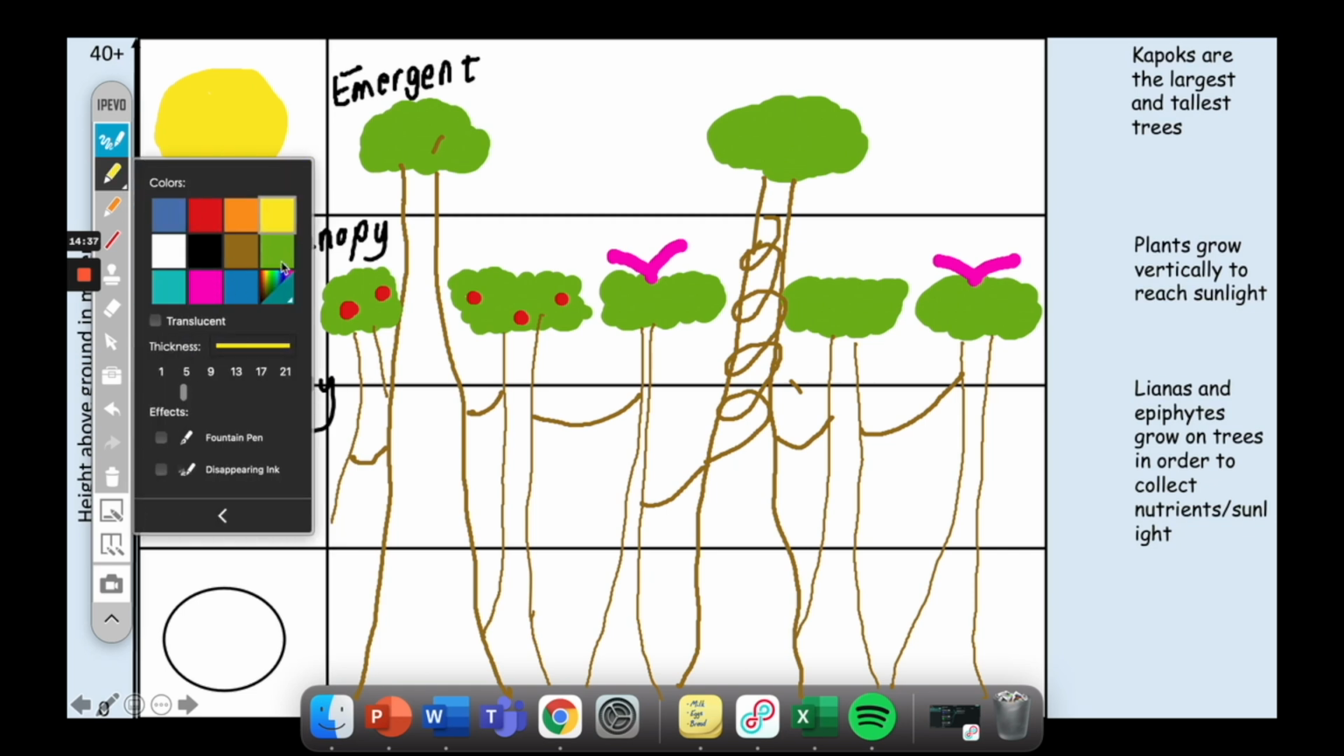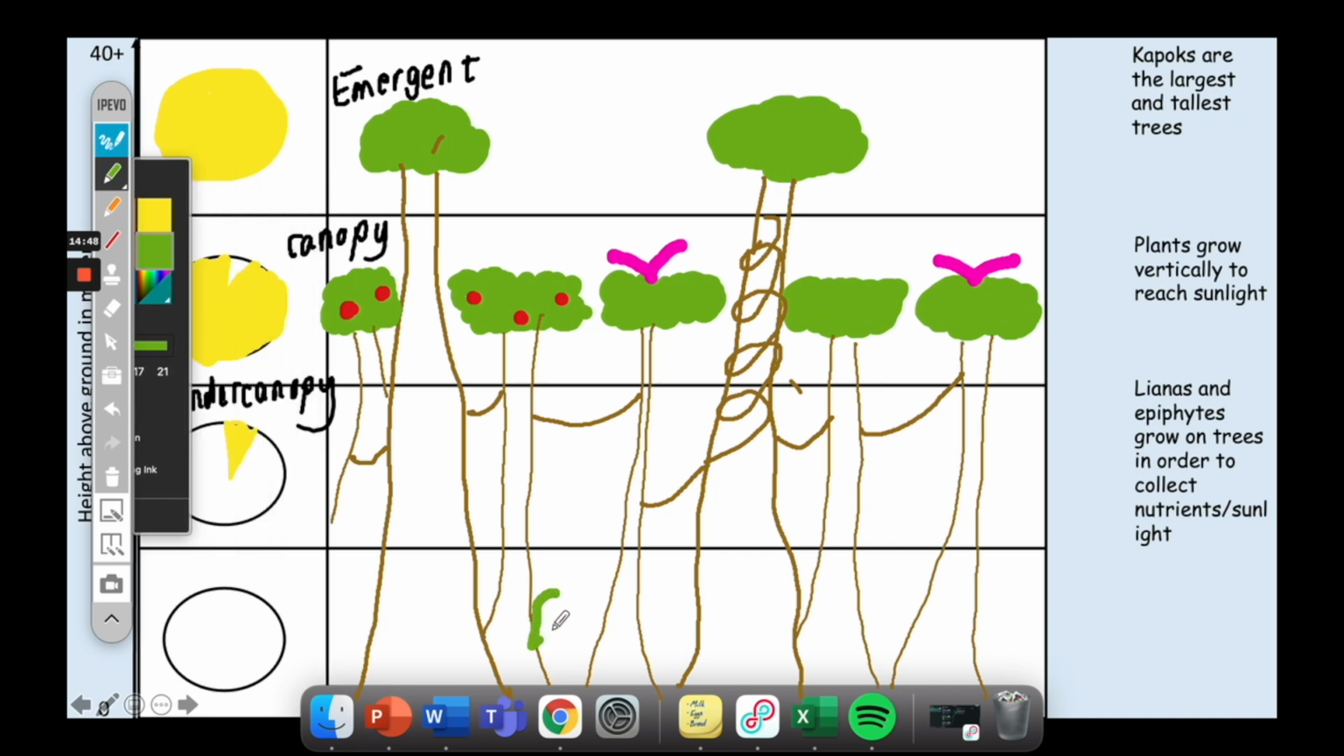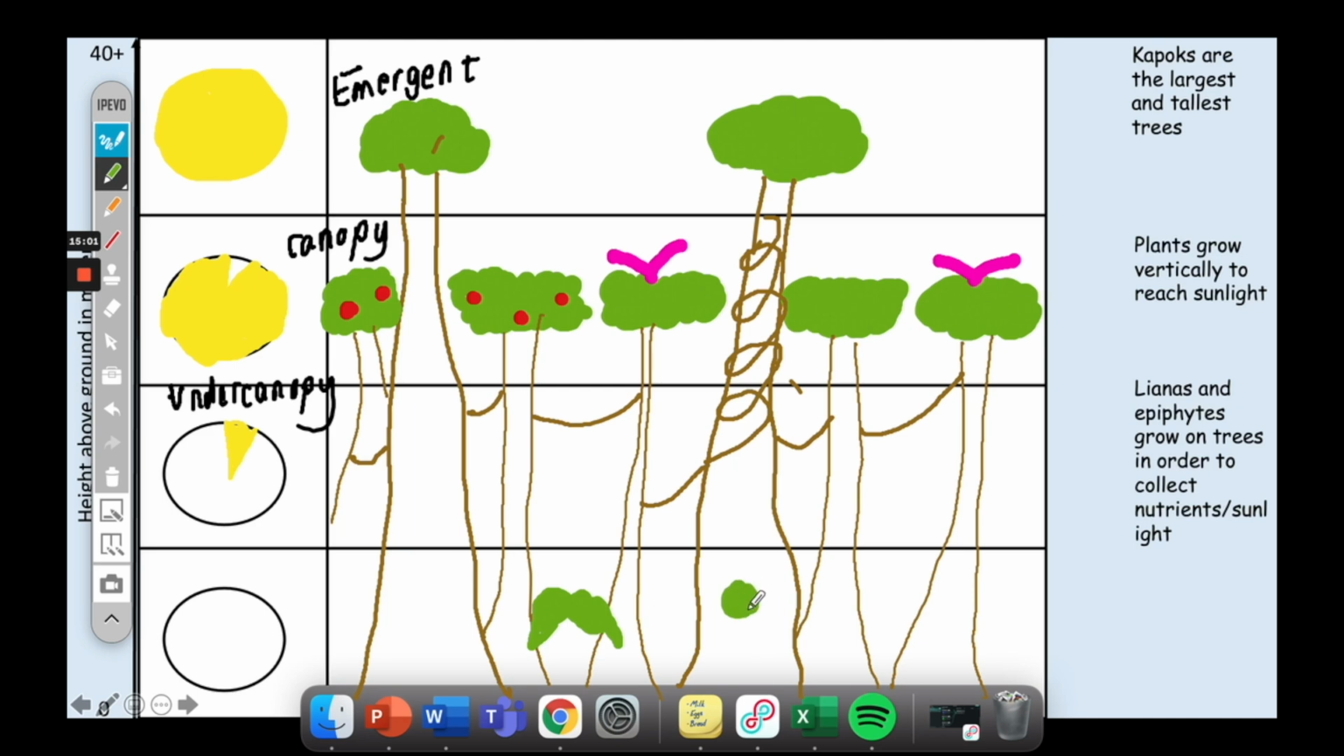Okay, so the last layer that we are going to go through is the forest floor. Now, on the forest floor, one of the most characteristic things you'll see are plants with very large, very broad, and very green leaves. And those leaves often have a drip tip, which is a little tip that allows water to fall off.